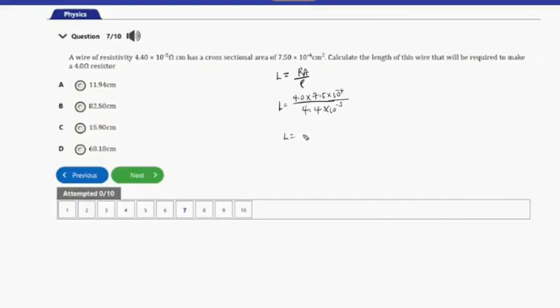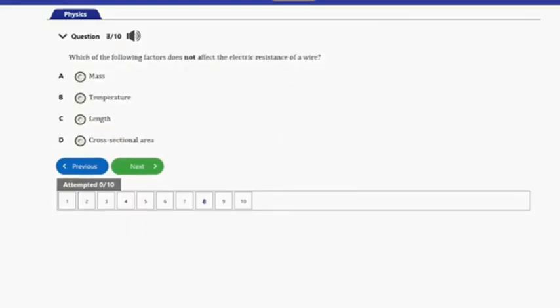So let's go ahead and consider the next question, guys. That's question number 8 here. It says, which of the following factors does not affect the electric resistance of a wire? We have A, mass, B, temperature, C, length, D, cross-sectional area. So guys, the answer to this question here is option A, that's mass.